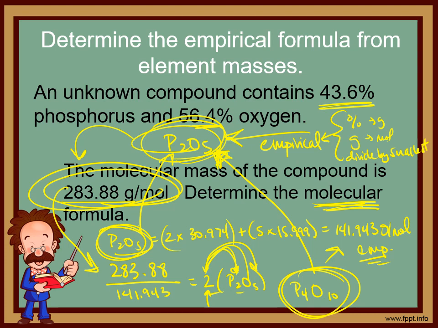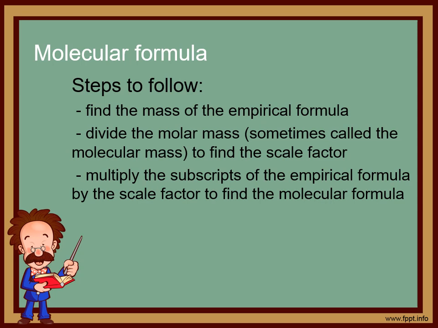I can go from the empirical formula to the molecular formula if I find the mass of the empirical formula, divide the molecular mass by the empirical mass, and get a scale factor. I multiply my scale factor by the subscripts of the empirical formula, and that's the molecular formula. Here are all those words in a list. If you've got the empirical formula, you're going to find the mass of the empirical formula. Go to the periodic table, find the masses, add them up. Then you're going to take the molar mass, which is sometimes called the molecular mass. Molecular mass, molar mass, same thing.